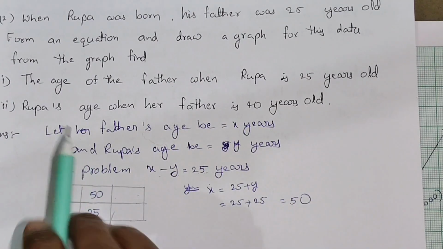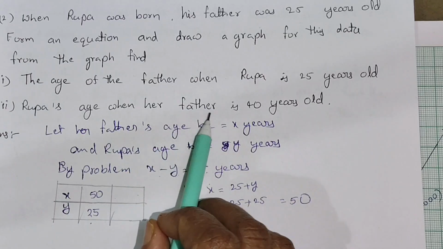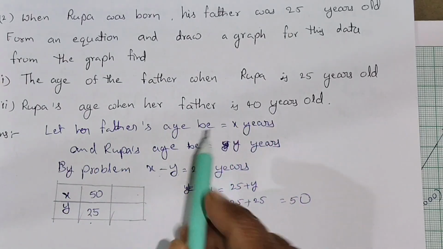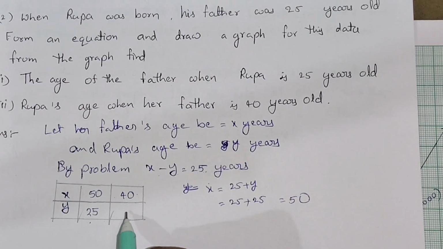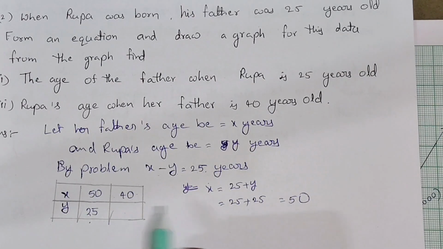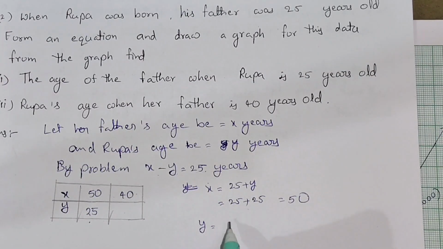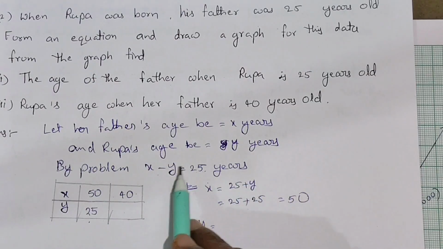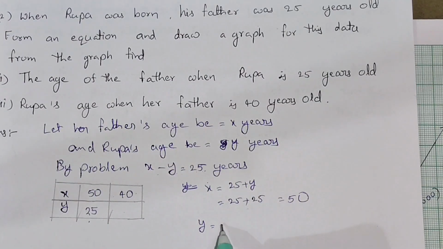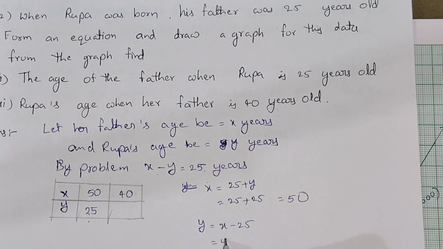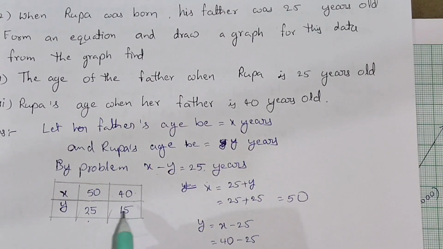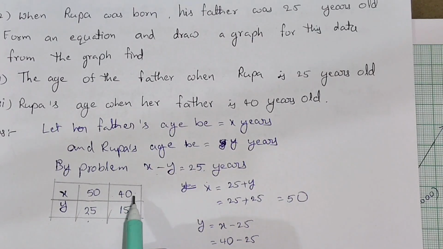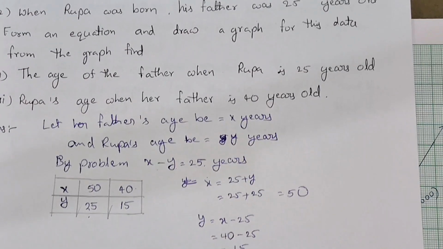Next, Rupa's age when her father's age is 40 years. Here the father's age is given, so we find Rupa's age. Rupa's age y is equal to x minus 25. Here x equals 40, so 40 minus 25 is equal to 15. So 15 years is Rupa's age when her father's age is 40 years.